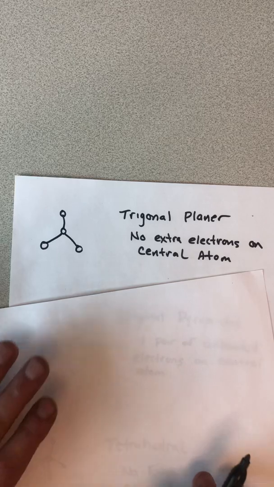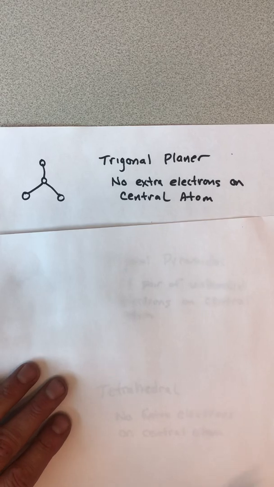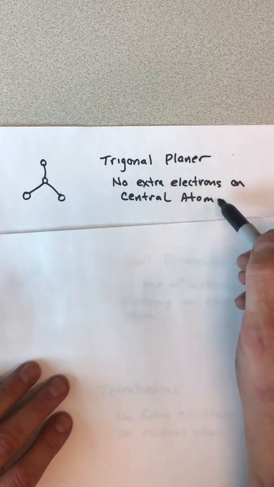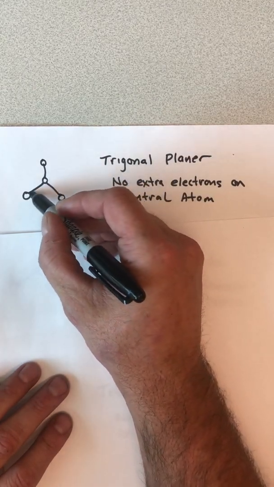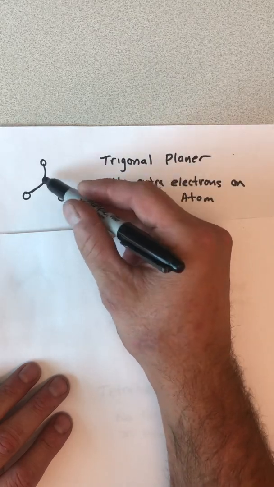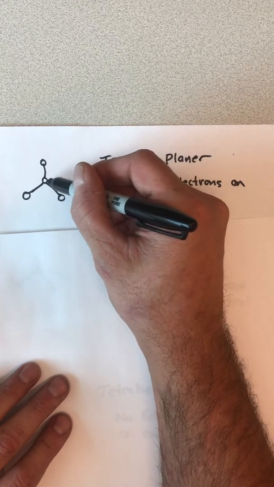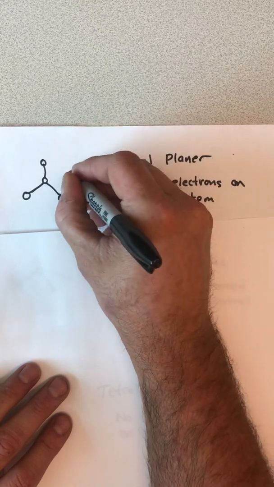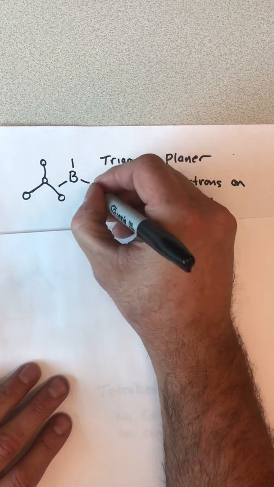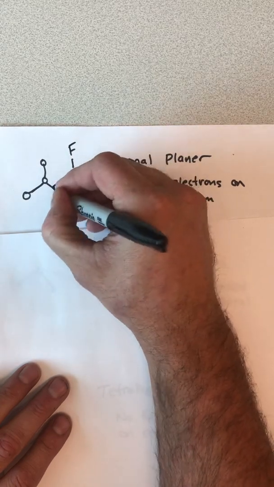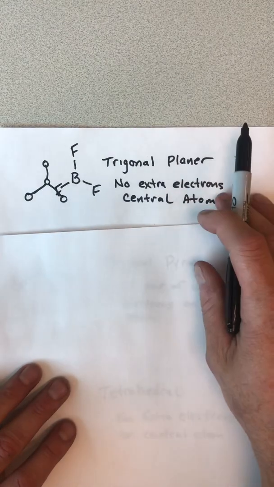The next shape is called trigonal planar. These actually are sort of uncommon. These are exceptions to the octet rule because there's no extra pairs of electrons on the central atom, and as you can see here, this central atom only has 6 electrons around it in these 3 bonds. The central atom that is almost always in a trigonal planar molecule is boron. Boron is an exception to the octet rule, so if we made boron trifluoride, it would look something like this, right? And boron, all it needs is 6 electrons. It's just one of those exceptions.